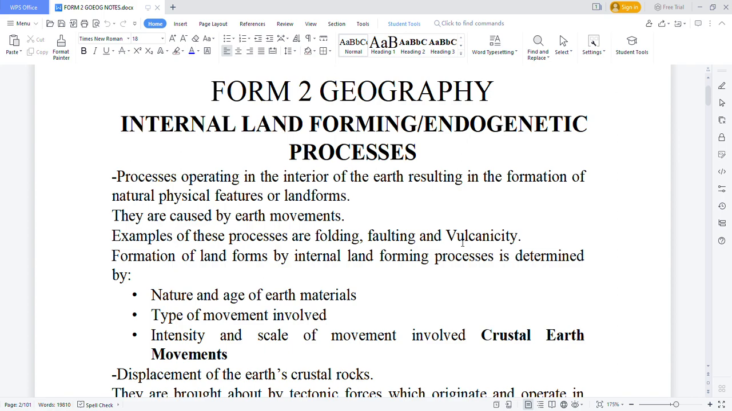So this lesson is going to take 1 hour 30 minutes. After 1 hour 30 minutes I will be done with this. Then this is lesson 1, Geography Form 2.